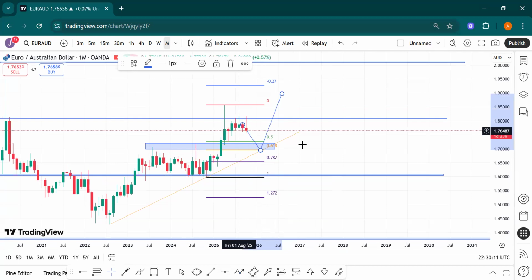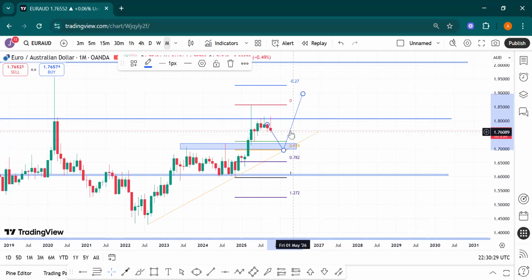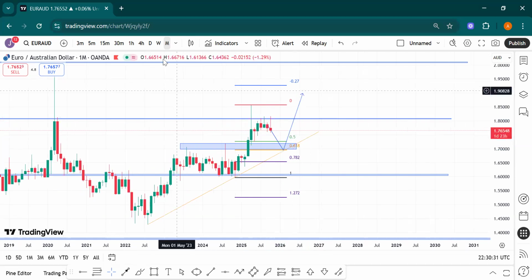Now, this is what a perfect scenario would look like. But even if this were to play out, remember, one candlestick here takes a whole month to form. So we might end up waiting a whole year to see this happen. So what do we do next? The next thing to do would be to go to the next lower time frame, which is the weekly time frame, to see what the market would be showing us further.